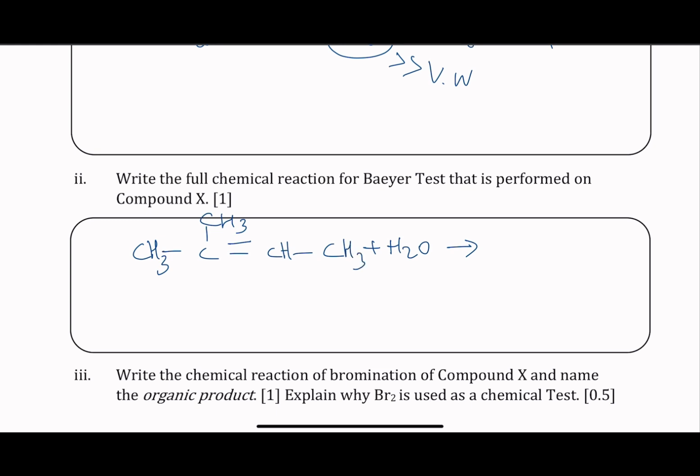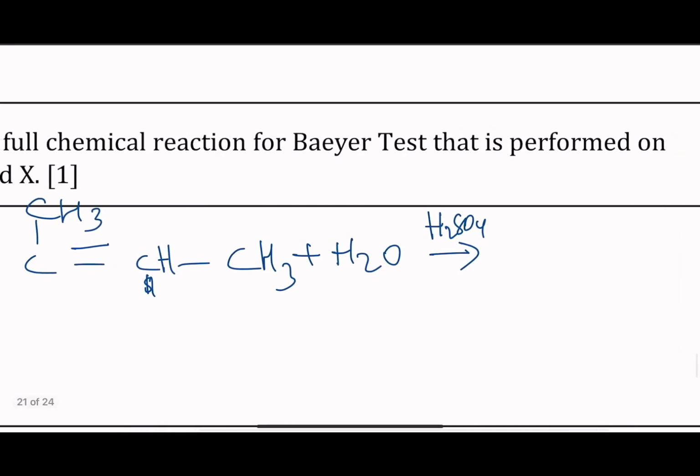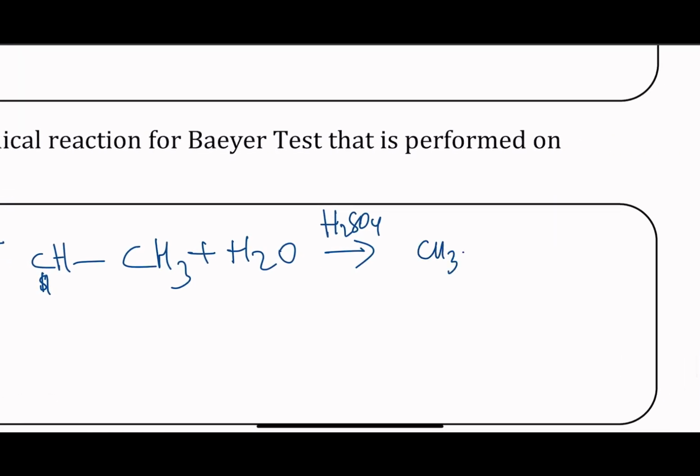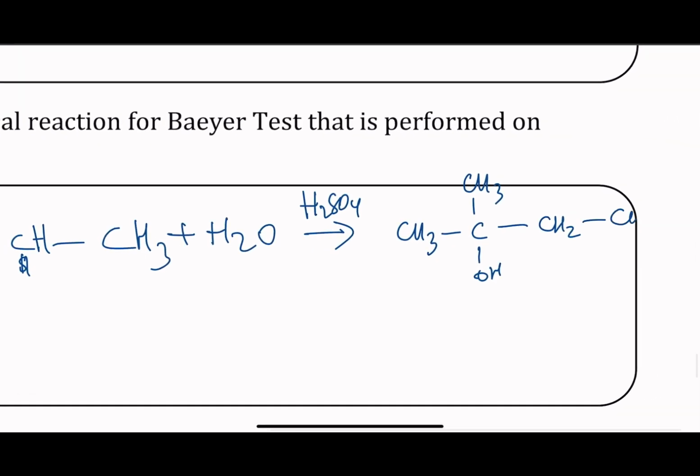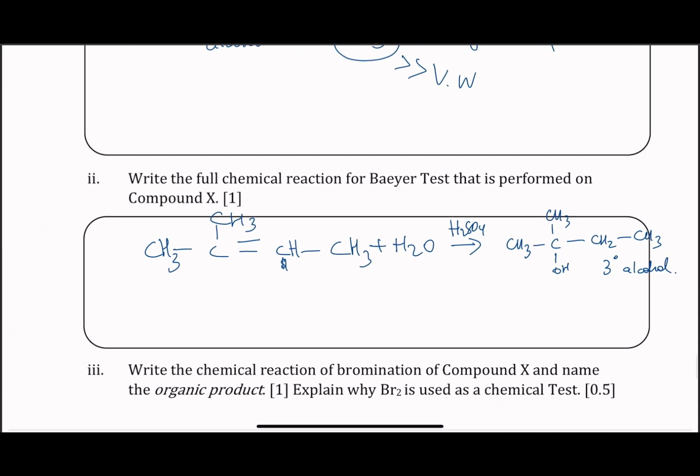We know that if I do hydration on this, the rich gets richer. I know that this guy is rich, so I'm going to add hydrogen in there, and I would be making CH3, COH, CH3, CH2, and CH3. As you see, I made a tertiary alcohol in here. But this is not what it's asking. I just wanted to find out how our alkene looks.